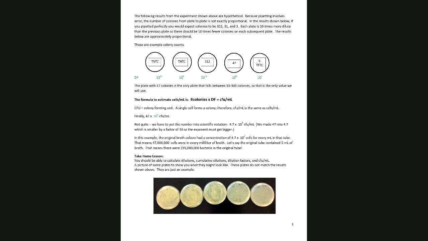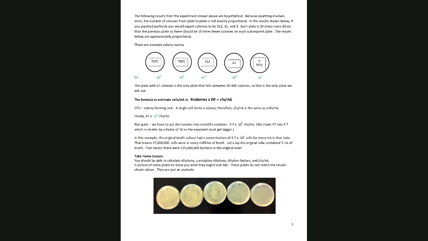Because both have to be in scientific notation, right? Yep. So we always have to write our numbers in scientific notation. The proper way to write that is 4.7 times 10 to the 7, right? Because we make 47 smaller by 1 decimal, we increase the exponent by 1. That way, it's the same number. So 4.7 times 10 to the 7 CFUs per milliliter.